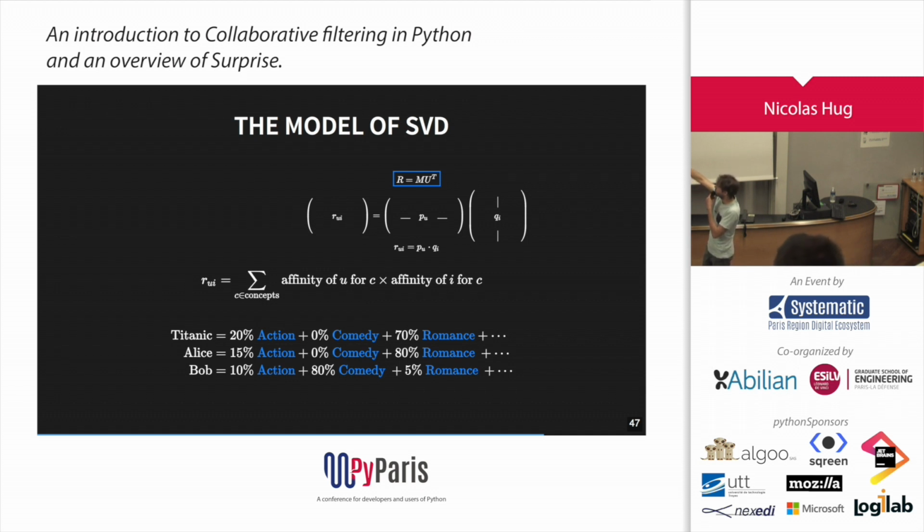Instead, for Bob, okay, he kind of likes action movies, but he really likes comedy, and comedy is not a feature of Titanic. This feature has been revealed by the data. And Titanic is a romance movie, but Bob doesn't really care about romance movies. So the rating of Bob for Titanic will probably be lower than that of Alice, okay? So I hope I could give you a good intuition of how this thing works.